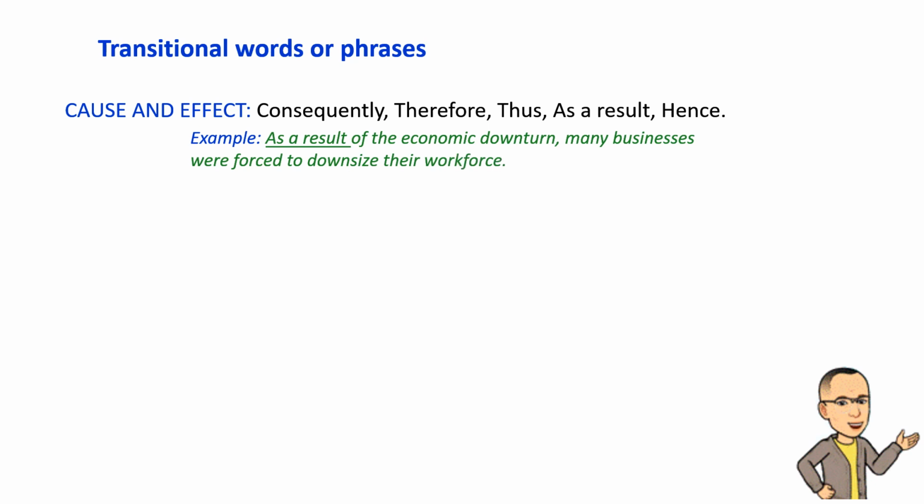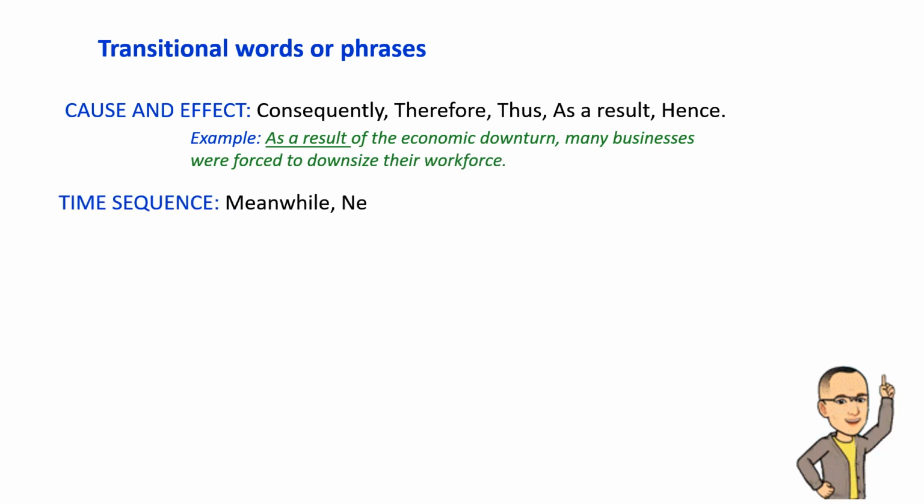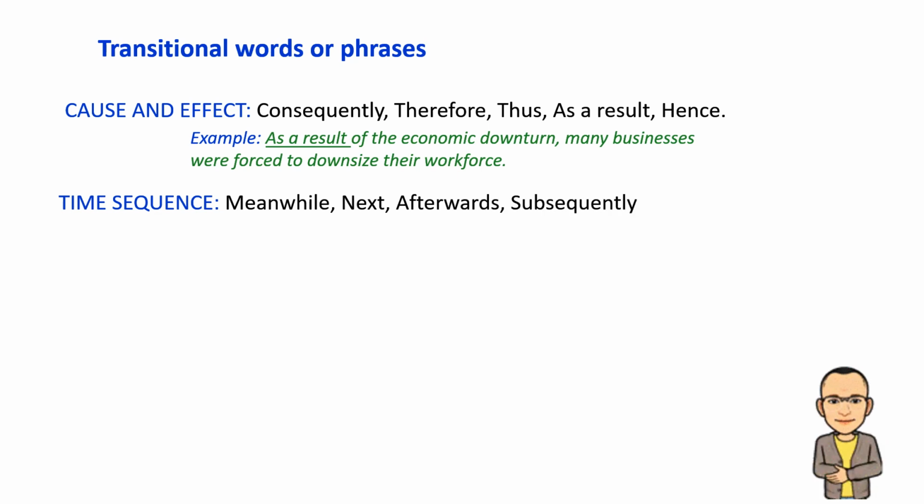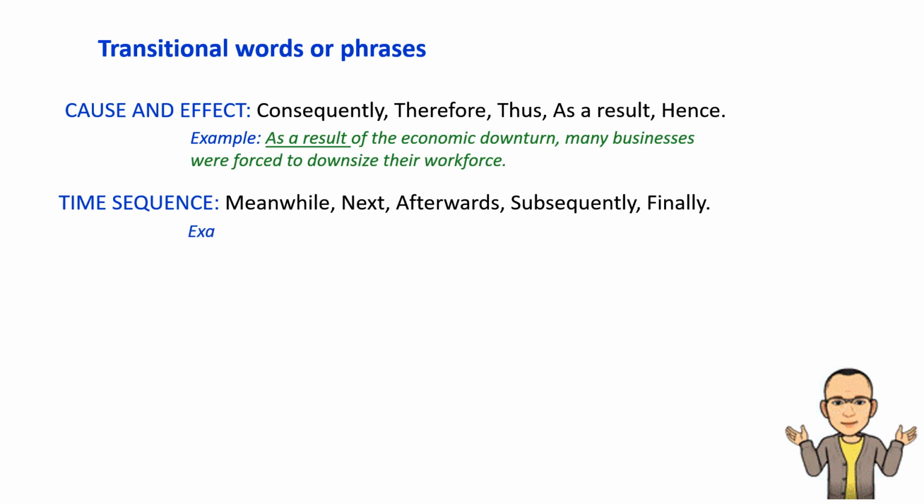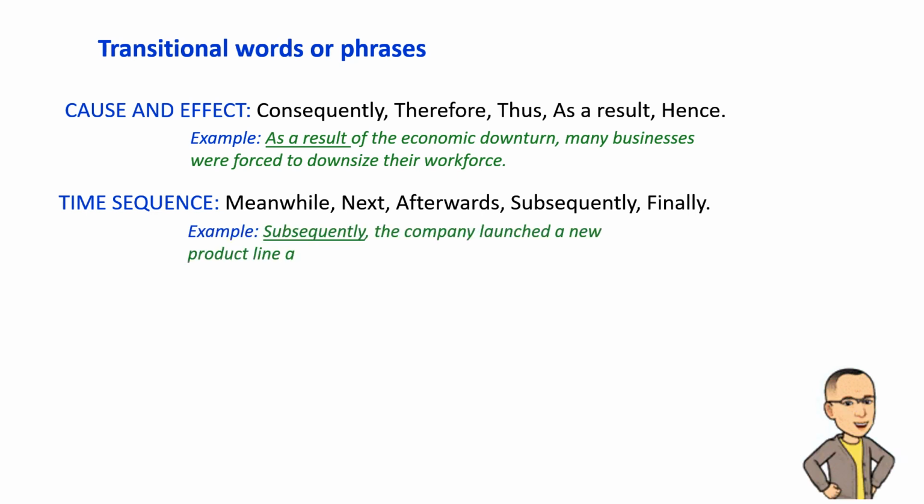Transitional words or phrases for time sequence: meanwhile, next, afterwards, subsequently, finally. Example: Subsequently, the company launched a new product line, aimed at capturing a younger demographic.